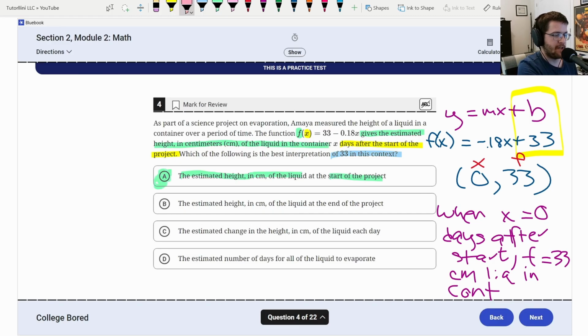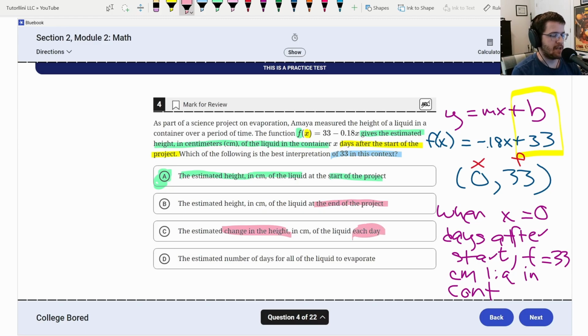It says the estimated height at the end of the project. No, I don't know when the project ends. I don't even think they tell us, but x equals 0 in this context is at the beginning. The estimated change in the height, that's not what F said. It said it's the estimated height. So that's not right. It also says each day. That would be more describing like a slope rather than a y-intercept.